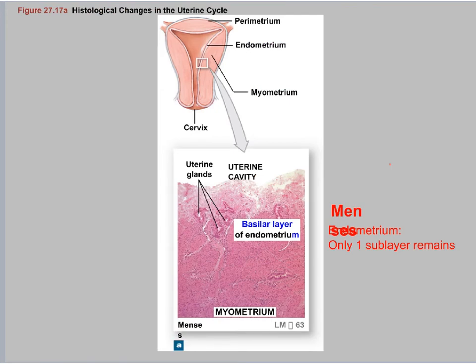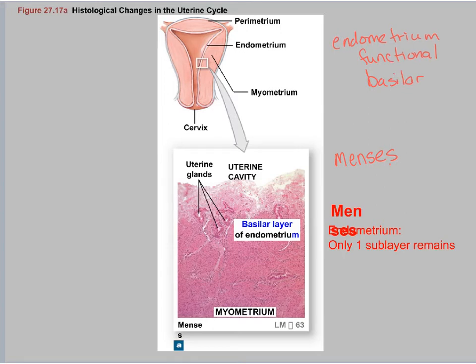Okay, so let's look at the histology of the uterus during these different phases. So we lost some formatting here, but in this slide you'll see that phase of menses. So let's look at the layers here. Remember, with the endometrium, there are two sublayers. So there's the functional layer, or the functional zone, and the basilar layer, or basilar zone.